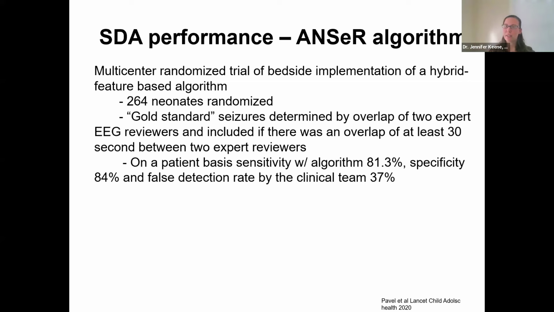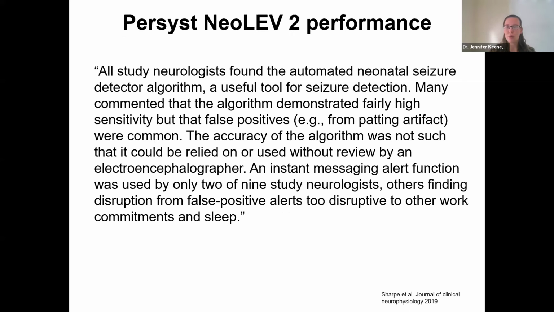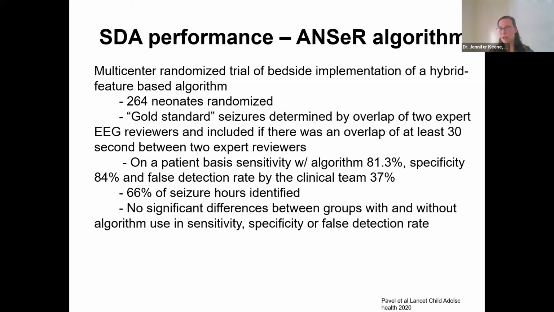And with that, the algorithm identified 81.3% of the babies with seizures, with a specificity of 84% and a false detection rate by the clinical team of 37%. It identified 66% of the seizure hours, and there were no significant differences between the groups that did and did not have the algorithm to use at bedside in sensitivity, specificity, or false detection rate. So it was a beautiful study, but it was not as compelling for this previous generation of neonatal seizure detection as I think many in the community were hoping.